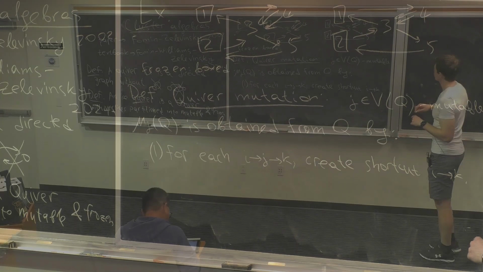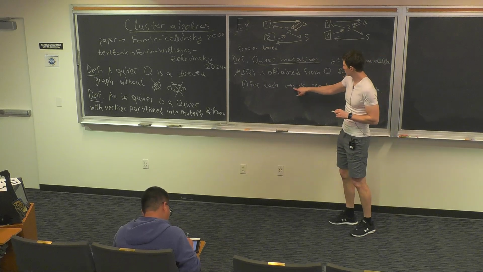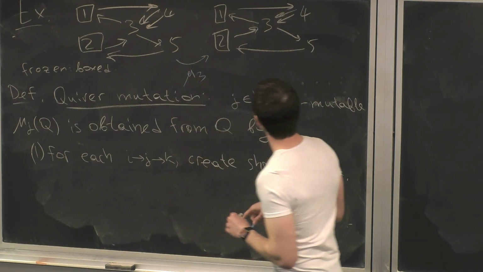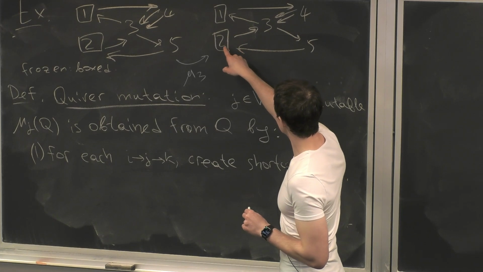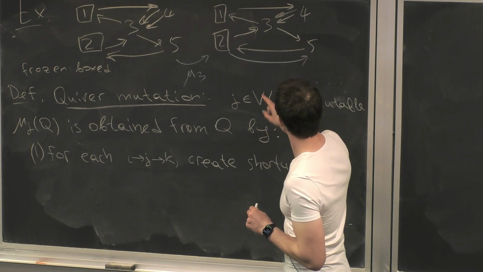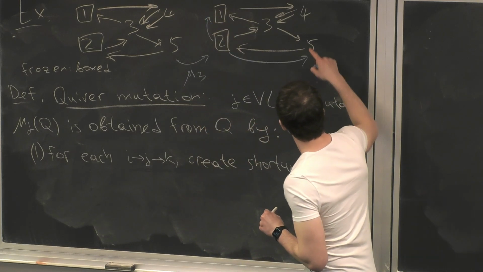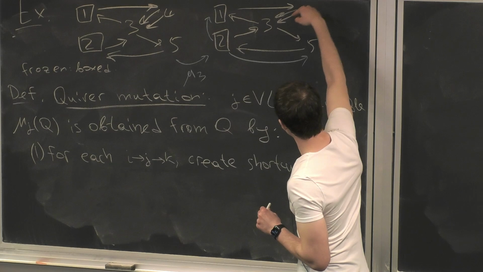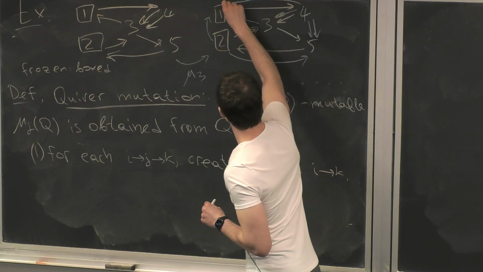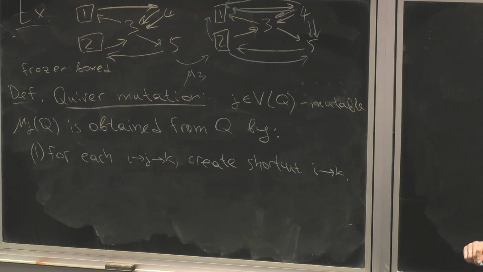Let me use another color. I'm supposed to look for all 2-paths which pass through the mutation vertex, let's say vertex 3. There's a 2-path that goes from 2 to 3 to 5, so I create another arrow from 2 to 5. And also from 2 to 3 to 1, so I create an arrow from 2 to 1. And there are 2 incoming arrows from 4, so I create 2 shortcuts from 4 to 5 and 2 shortcuts from 4 to 1. So that's step 1.